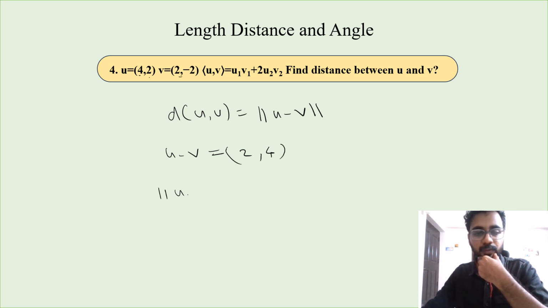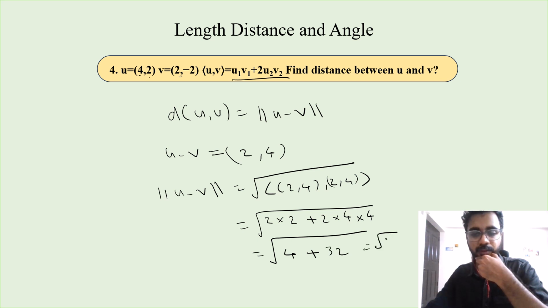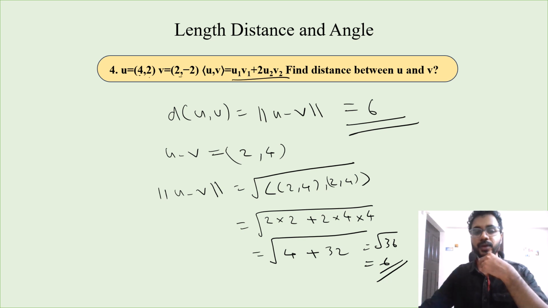Now the length of u minus v is equal to the square root of the inner product of 2 comma 4 with 2 comma 4. Okay. Now substitute this into the equation u1 v1 plus 2 u2 v2. What do we get? u1 v1, that is 2 into 2, plus 2 into u2 which is 4, v2 is also 4, square root. So root of 4 plus 2 into 4, 8, 8 4s are 32. So root 36, which is equal to 6. Okay, so the distance between u and v is 6. This is how we can calculate the distance between two vectors.